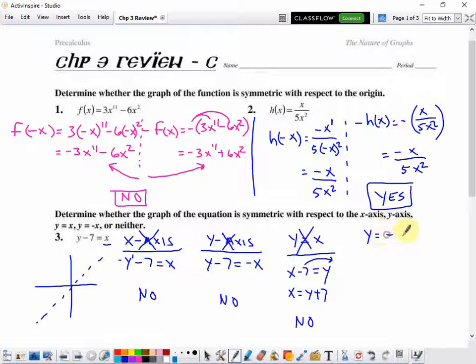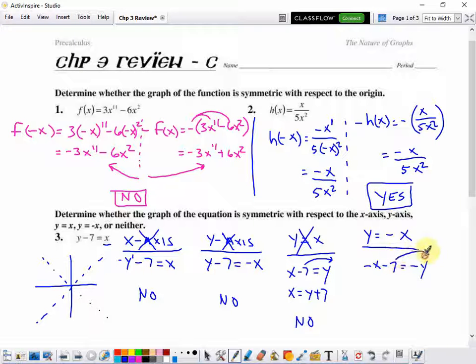The last one is y equals negative x. If there's symmetry with respect to the line y equals negative x, then every point x, y, you'll also see the point negative y, negative x. So what that means is if there is symmetry about this line y equals negative x, then I can switch my x's and y's and give them opposite value. So y becomes negative x, and x becomes negative y. Now, can I make that algebraically match the original function?